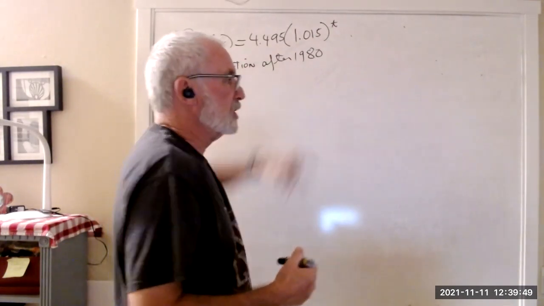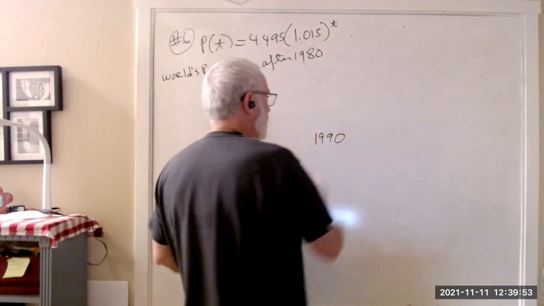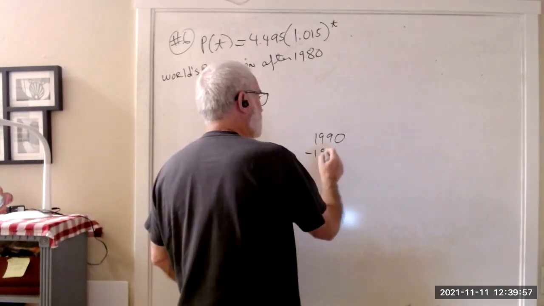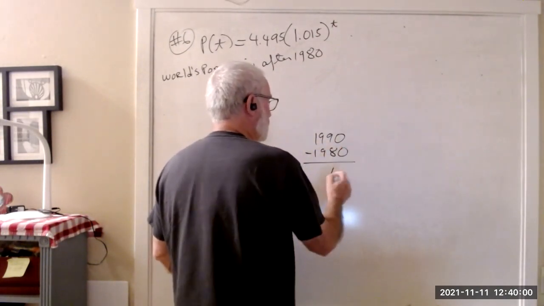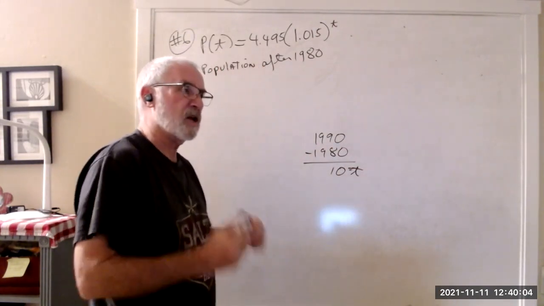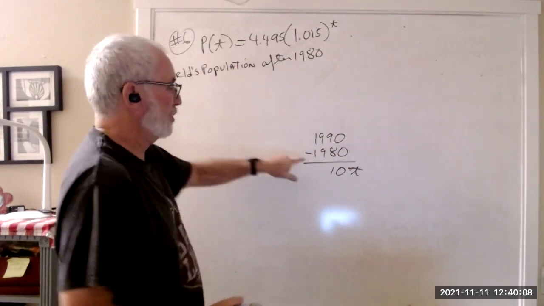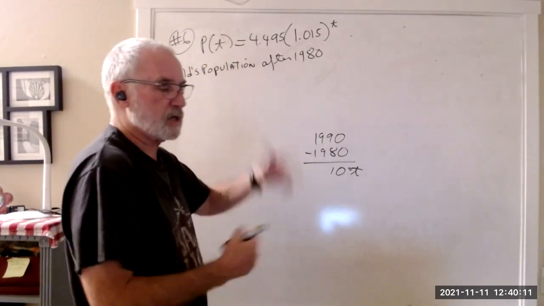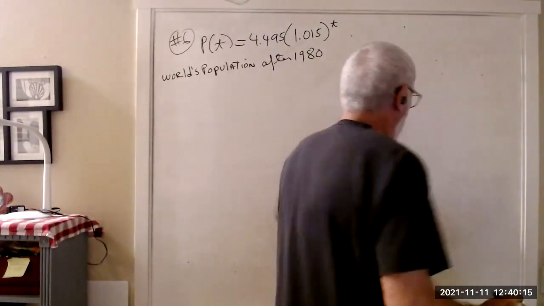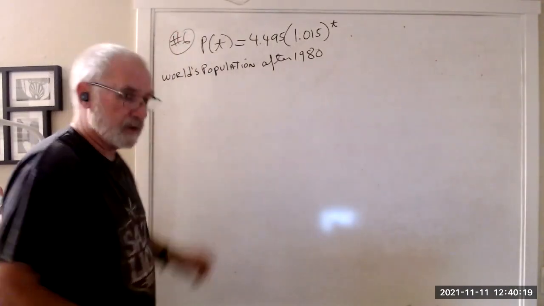What that means is if I say, what was the population in 1990? 1990 minus 1980 is 10. t is worth 10 because it's been 10 years. 1990 is 10 years since this formula was created. So that's what you kind of have to be aware of. Again, there's the formula. We live with it.